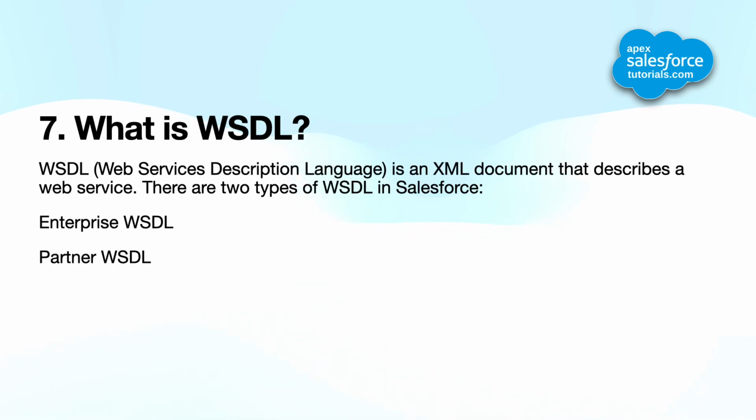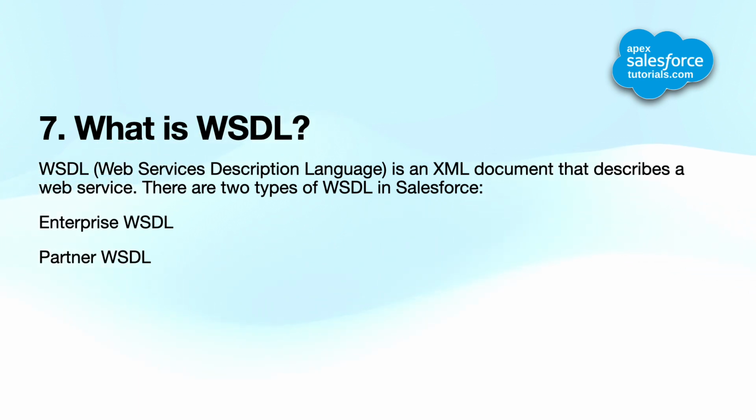And what is WSDL? WSDL, Web Services Description Language, is an XML document that describes a web service. There are two types of WSDL in Salesforce: Enterprise WSDL and Partner WSDL. WSDL is an XML-based language used to describe web services and their capabilities.